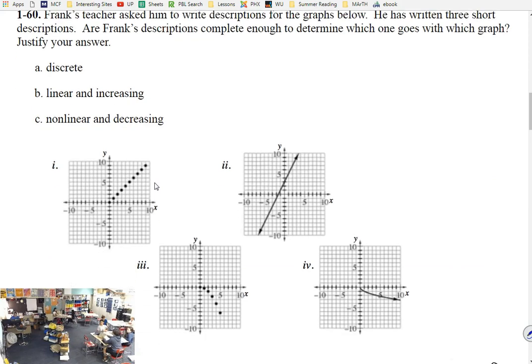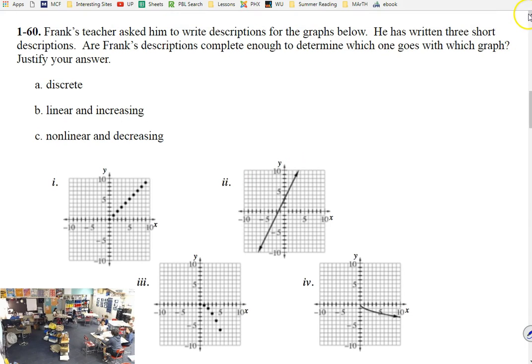Let's say Frank writes us a letter. Now, Frank's kind of lazy. So Frank's letter says, I've described 3 graphs for you. And here's his descriptions. Graph A, discrete. Graph B, linear, increasing. And graph C, nonlinear and decreasing. So I heard Ava say, I could say 3 words and they'd know what this is. So Frank kind of took the Ava approach, wrote as little as possible.